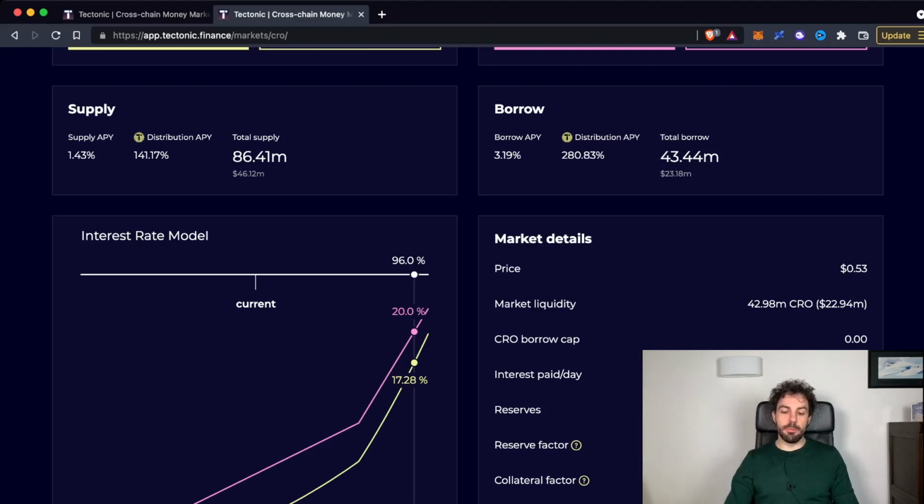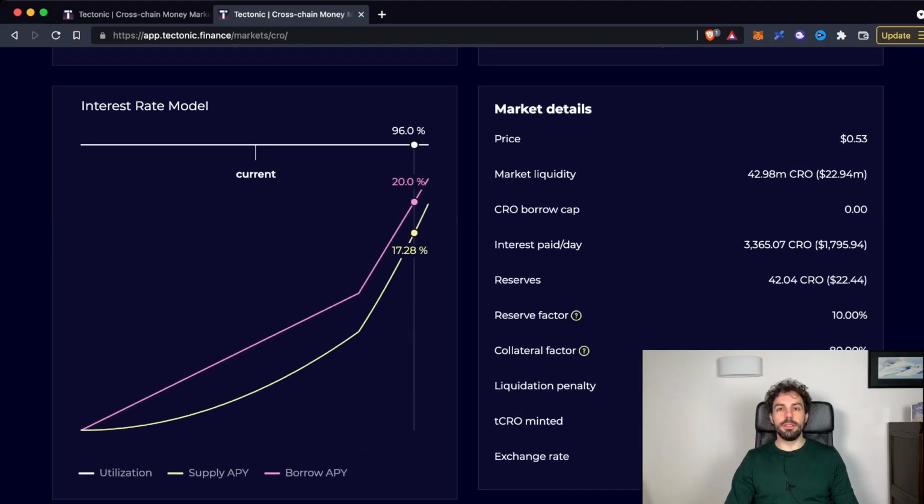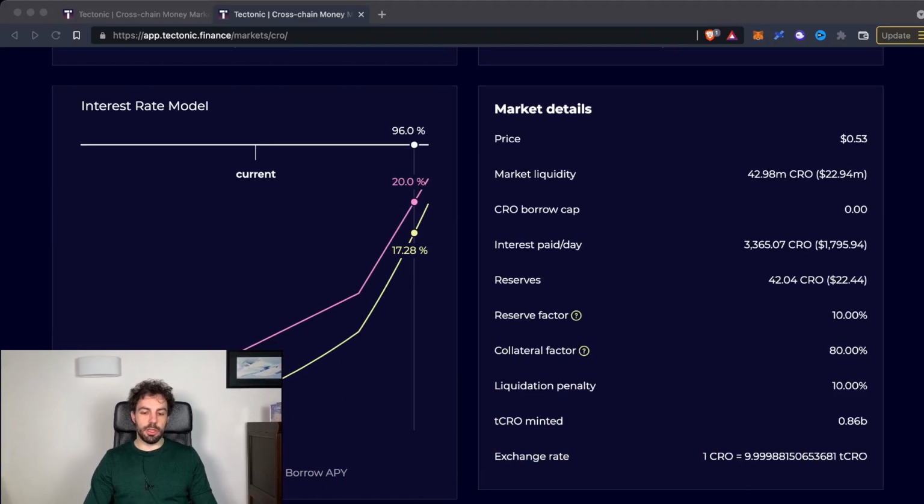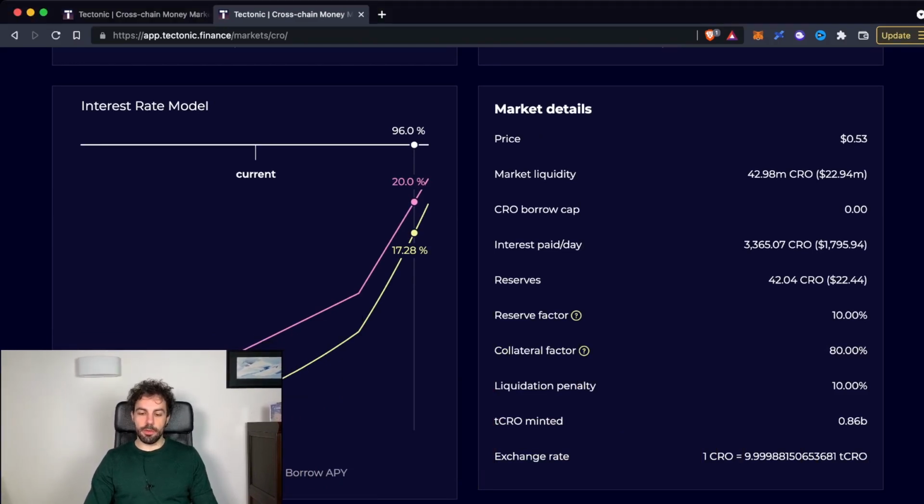As always, pay attention to all the different metrics that you can find here in the corner down here. As you can see, there is a liquidation penalty, the collateral factor, and all these numbers are really important for you to understand. The collateral factor just means that if you have supplied $100, you can borrow a maximum of $80.